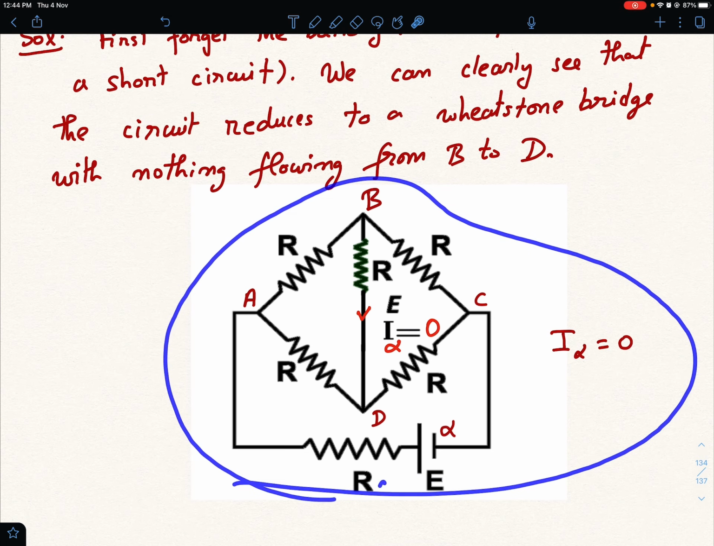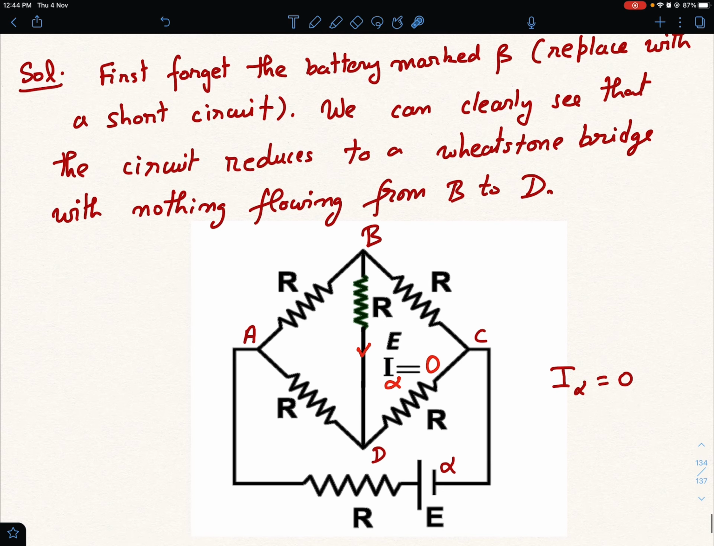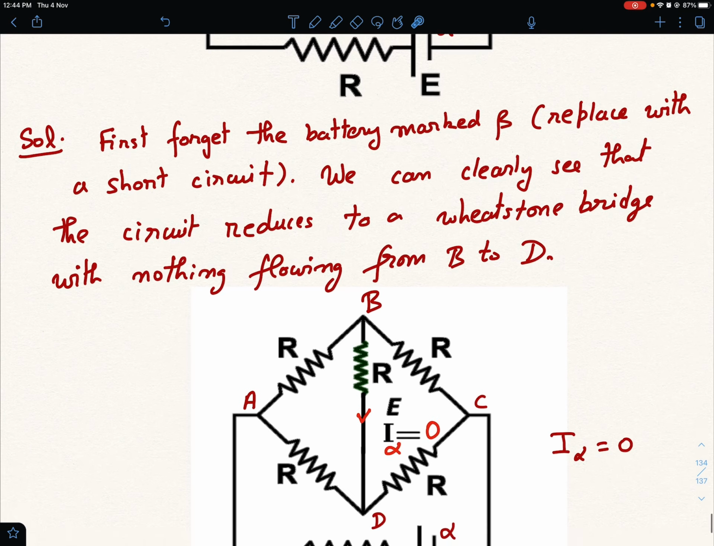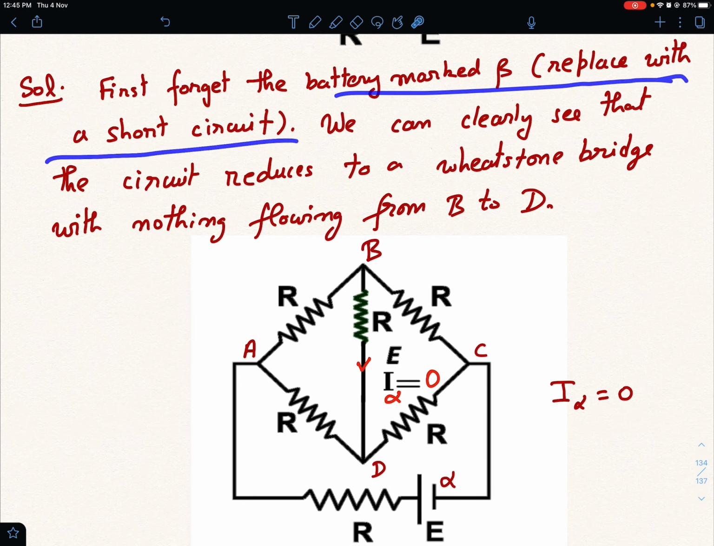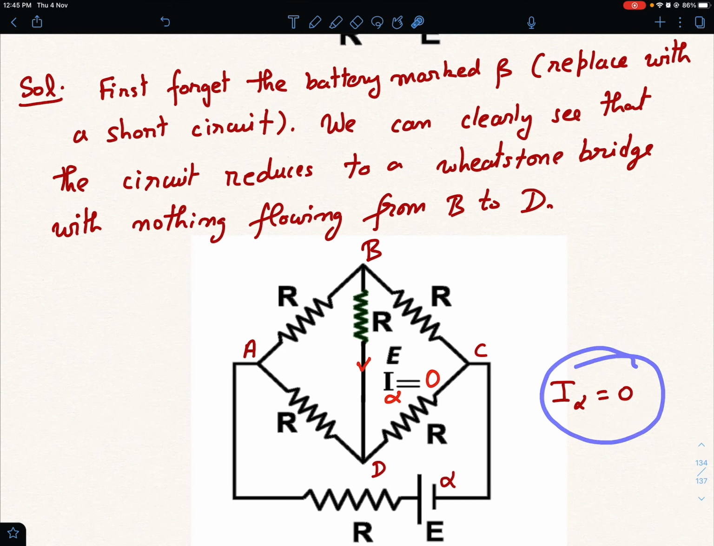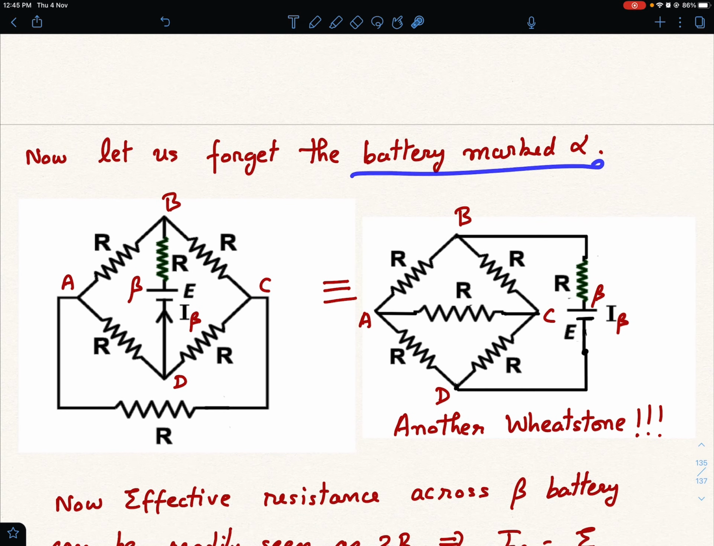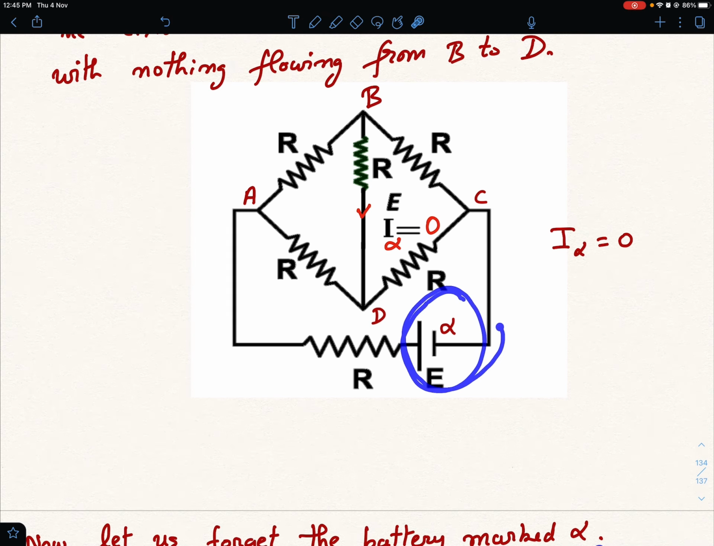So what does it look like? This is what your circuit looks like when you remove this battery. And now something beautiful has happened. See, this is a Wheatstone bridge, right? Because of this battery marked alpha, there is no current in the branch BD, okay. So some simplification has happened and the problem is now looking a little easier, okay. So first we forgot the battery marked beta and replaced it with a short circuit. We can clearly see that the circuit reduces to a Wheatstone bridge with nothing flowing from B to D, okay. So I due to alpha is 0, okay.